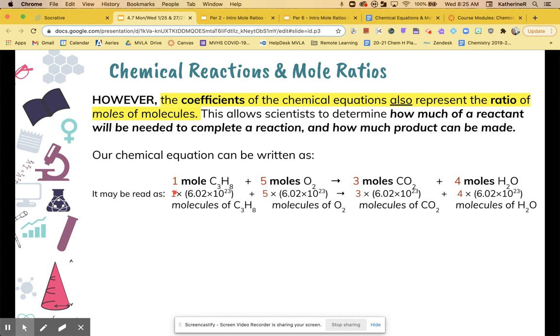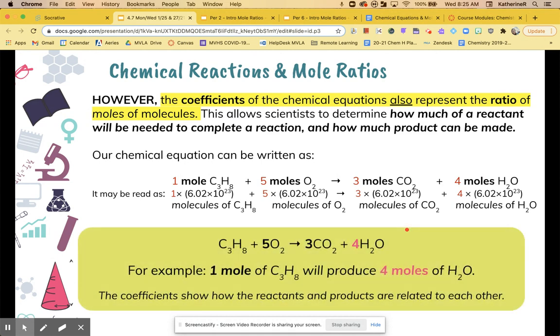And so if we look at this, instead of just one molecule, we can ask, what if I converted 1 molecule, 5 molecules, 3 molecules, and 4 molecules all to moles, just by multiplying everything by 6.022 times 10 to the 23rd. Now my ratio instead reads 1 mole of propane and 5 moles of oxygen react to create 3 moles of CO2 and 4 moles of water. This is really important because we don't actually deal with chemical reactions on an individual molecule or formula unit or atom basis.